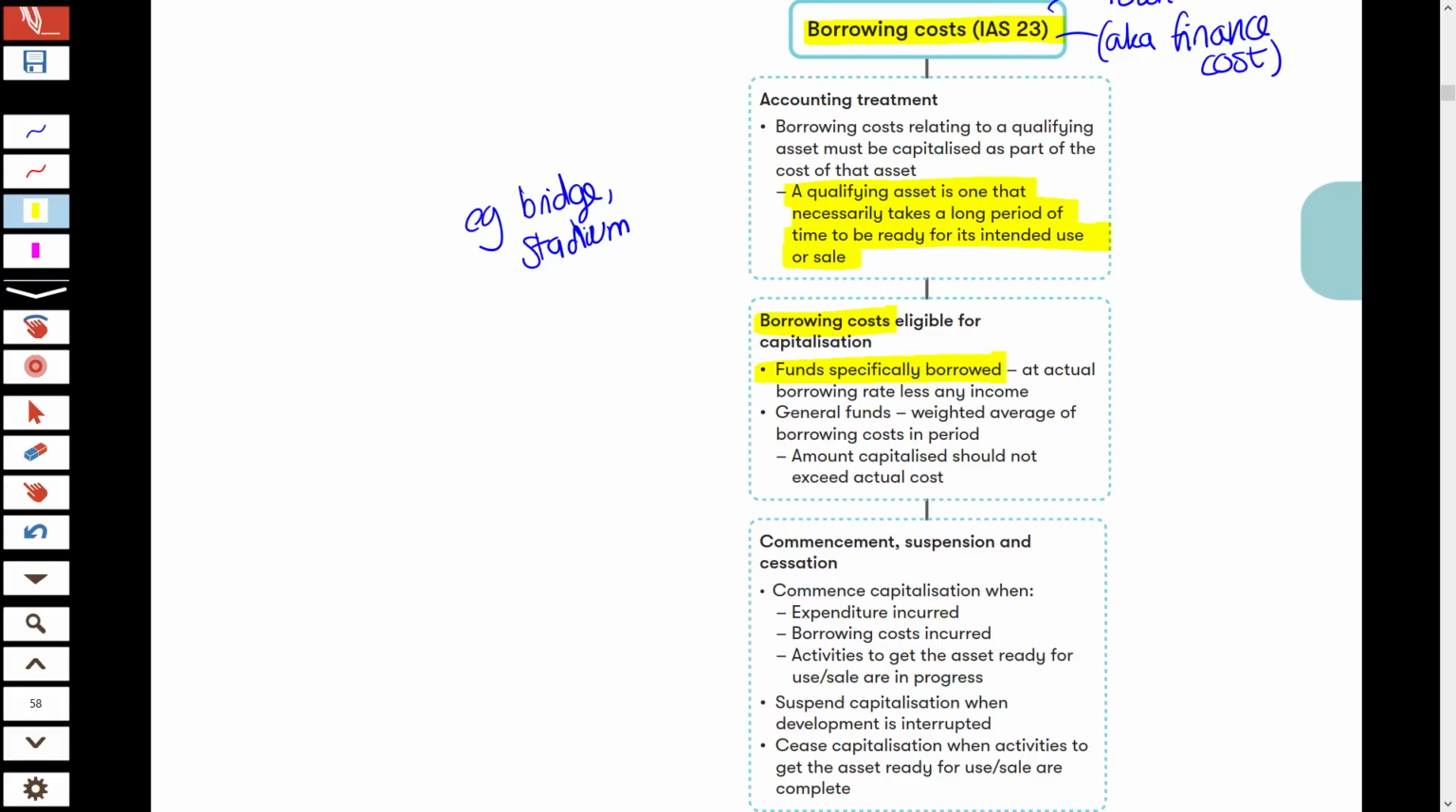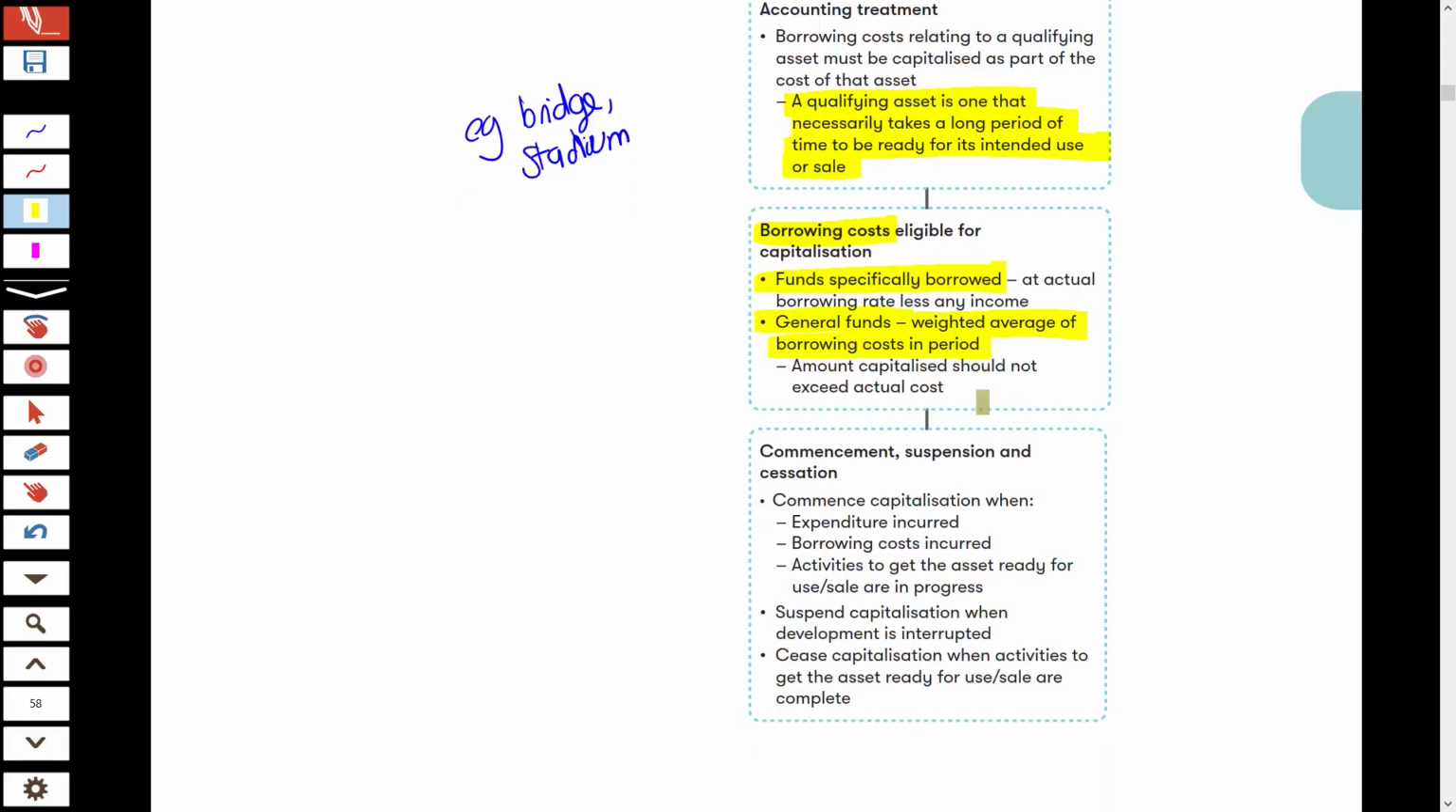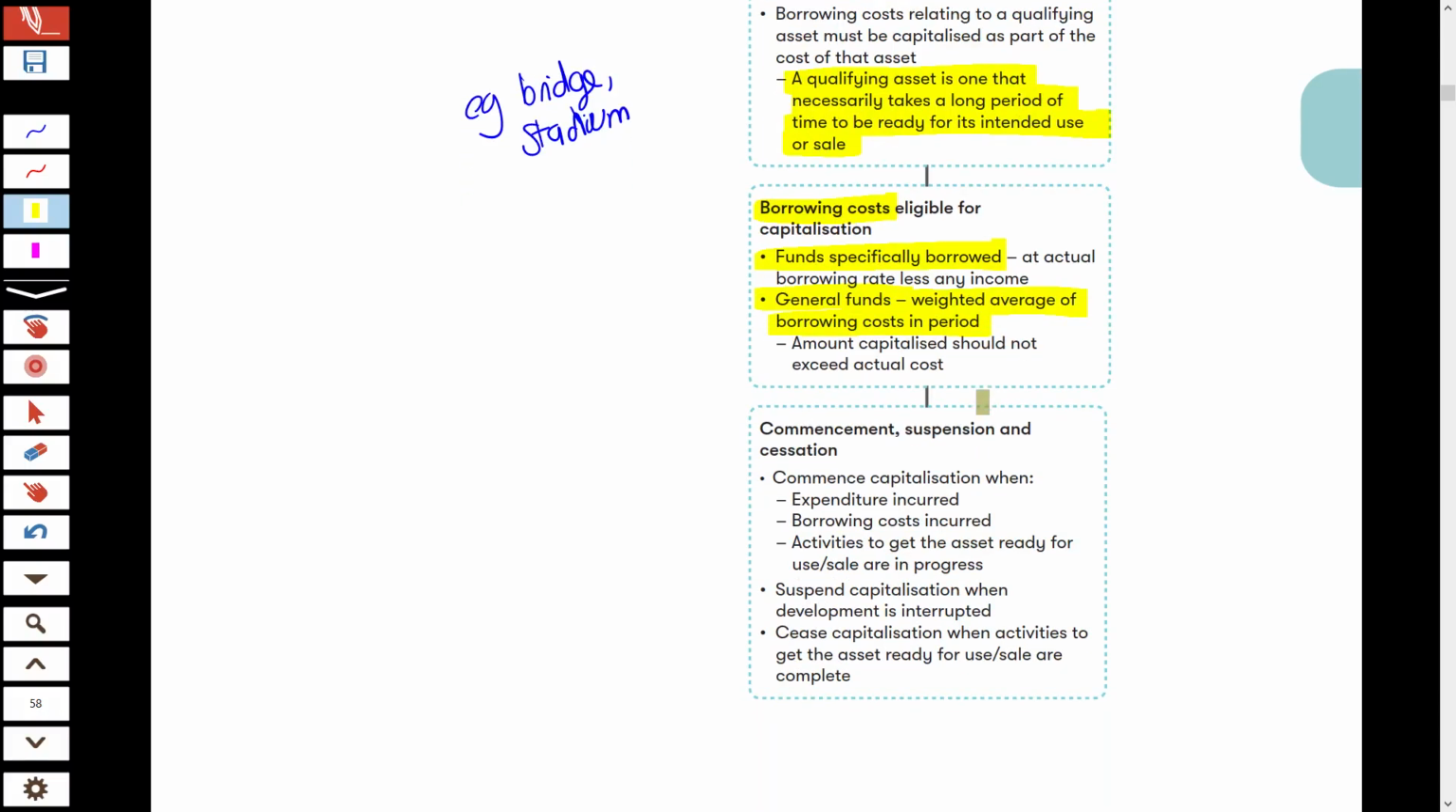That's if they've specifically borrowed funds for that asset, or they might have just borrowed funds for the company in general. So maybe they've borrowed £50 million, and of that £50 million, they're going to allocate £10 million to the bridge or stadium, in which case you need to capitalise the weighted average borrowing costs in the period. So two things are to be aware of when we're looking at what we're going to capitalise.